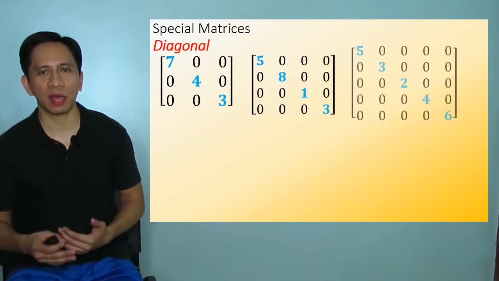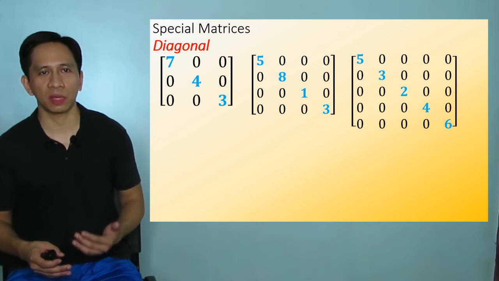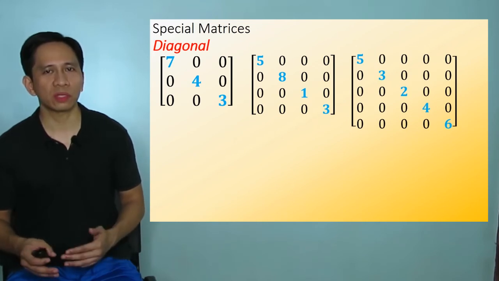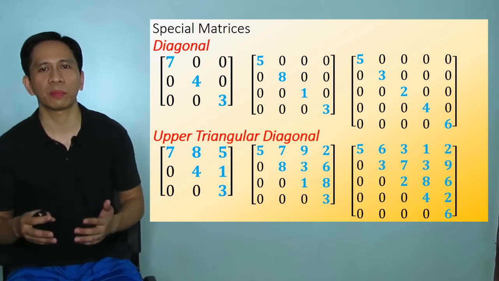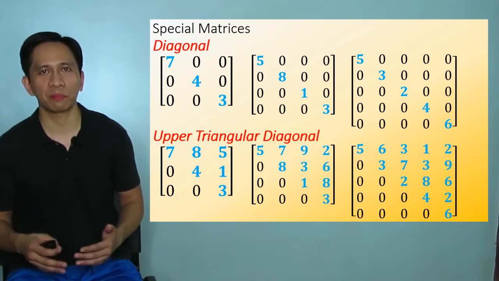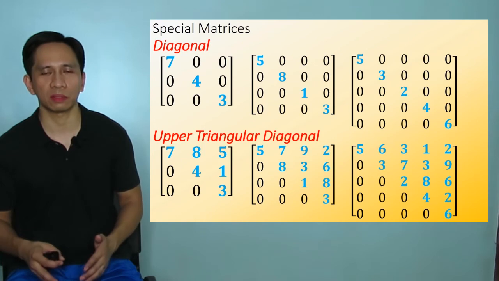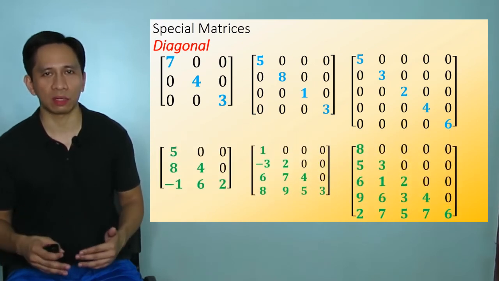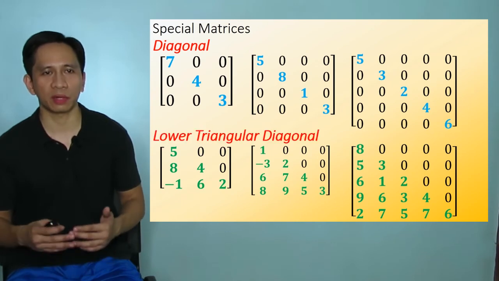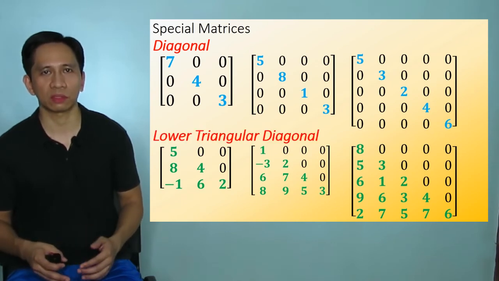A square matrix with zeros except on its diagonal is called a diagonal matrix. A square matrix with non-zero entries on its diagonal and on the upper part of the diagonal is an upper triangular matrix. While, if the non-zero entries are below the diagonal, it is a lower triangular matrix.